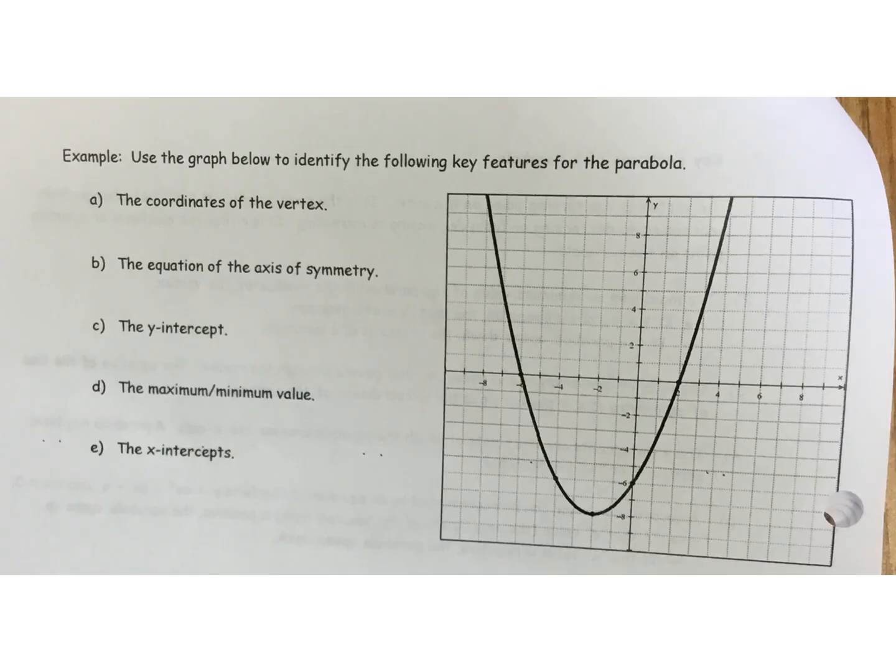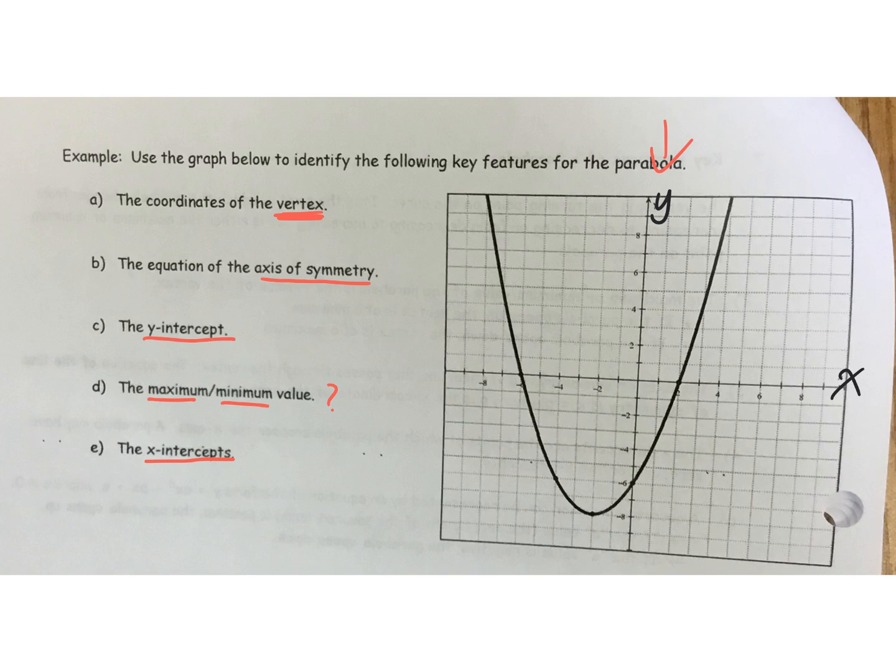Okay, so you're going to label the vertex of this parabola, this one. You're going to write down the axis of symmetry, the y-intercept. We didn't talk about that, but that's the point where the parabola hits the y-axis. You're going to say if it has a maximum or minimum value and what it is. And you're going to label the x-intercept. That's the point where it hits the x-axis.